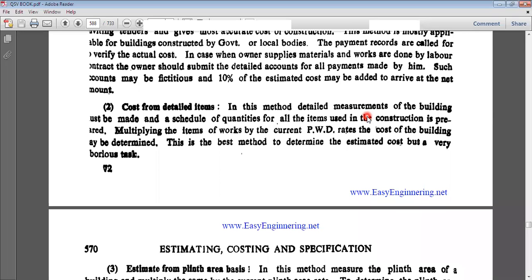Okay, so cost from the detailed items, in this you need to consider the measurements of the building, then multiplying the items of the work by the current PWD rates. As I said earlier, you need to prepare the measurement sheet. From the measurement sheet you will get the quantities. Okay, and you just have to take those quantities and multiply them with respect to the rates which are given in your SSR. Okay, so quantity multiplied by the rate, you will get the accurate budget or accurate cost for that particular structure.